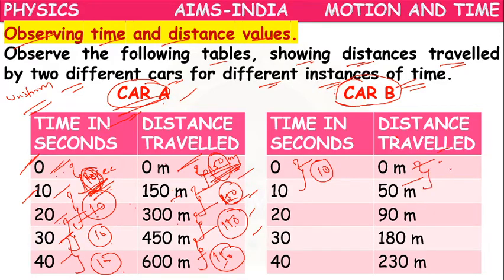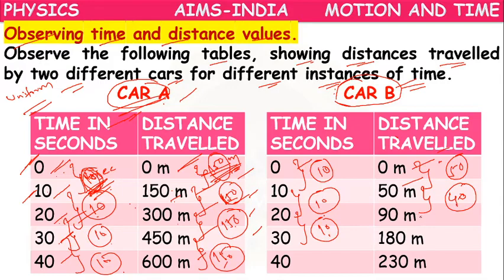Whereas if you take the example of car B, from 0 to 10 seconds time interval, 0 to 50 meter, 50 meter distance it has covered. Again 10 to 20, 10 seconds time interval, 50 to 90, 40 meters only it has covered. Next 20 to 30, 10 seconds of time, 90 to 180, how much? 90 meter distance car B has covered. 30 to 40, 10 seconds, 180 to 230, 50 meter distance it has covered.